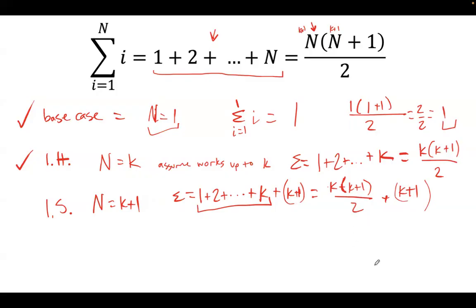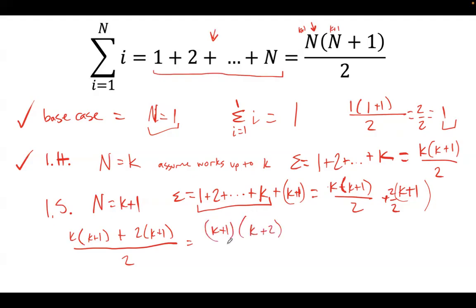And so now it's just algebra, right? So we combine the fractions, multiply this by 2 over 2. And so we have k times k plus 1 plus 2 times k plus 1. And now we can combine that over the same denominator. And so we've got k plus 1 here. We can factor that out of both terms. K plus 1 times k plus 2 over 2. Are we done?